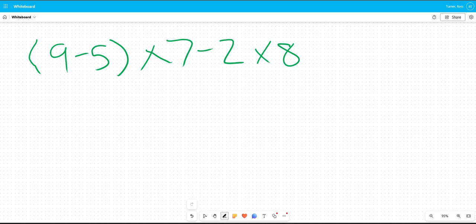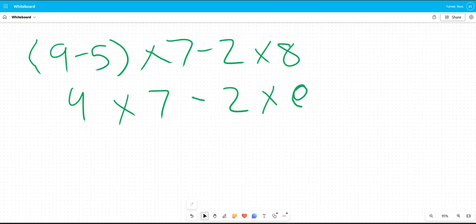We're going to start with parentheses first. 9 minus 5 is 4. Rewrite the equation around the step you just did. And try your best not to write as sloppy as I am. Now, I've got 2 multiplications, so as we've said before, we start left to right and work our way around. So left to right, we work out 4 times 7. 4 times 7 is 28, and then 2 times 8 is 16.